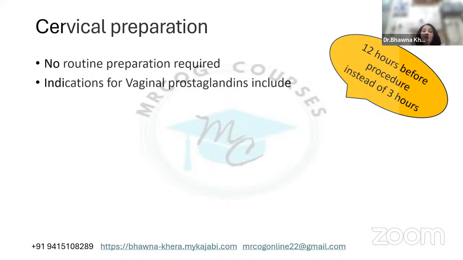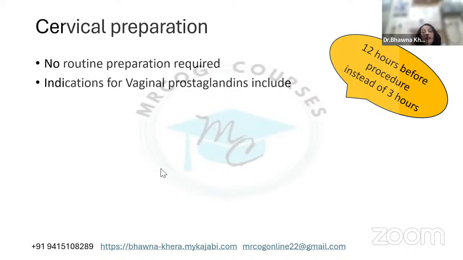Now, what about the prostaglandins? What is happening here? The misoprostol and the dinoprostone are the two drugs which are found to be effective in this case, while carboprost, we do not have evidence to support this, right? So misoprostol 200 micrograms and dinoprostone 3 milligram are considered to be safe for these patients. Now, they can be used, but they are also not used routinely. As I said, cervical preparation is not routine.